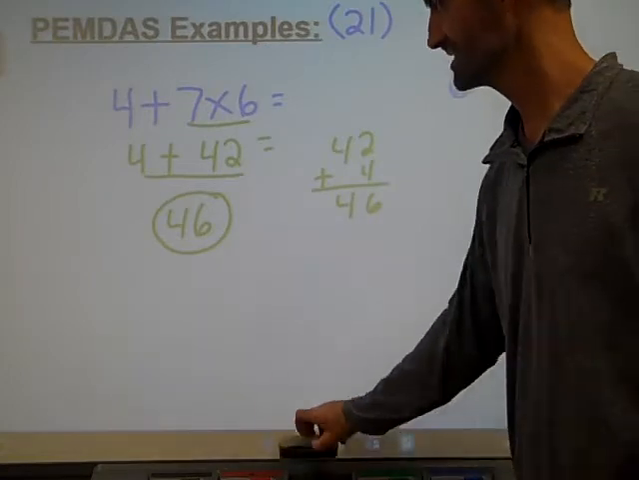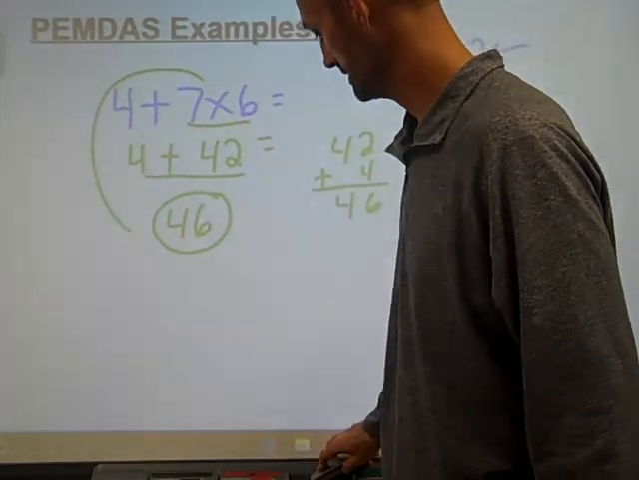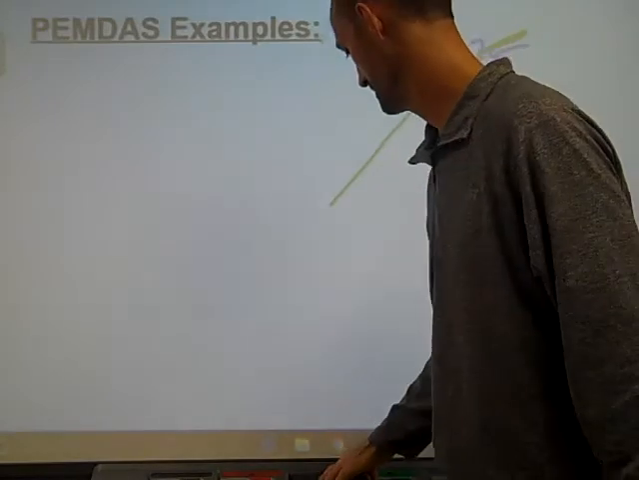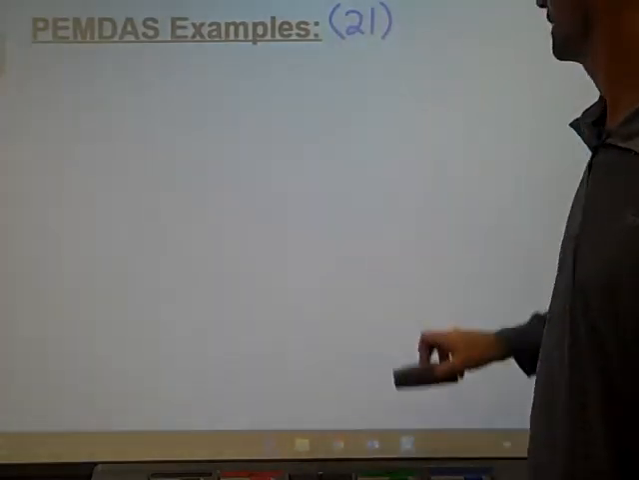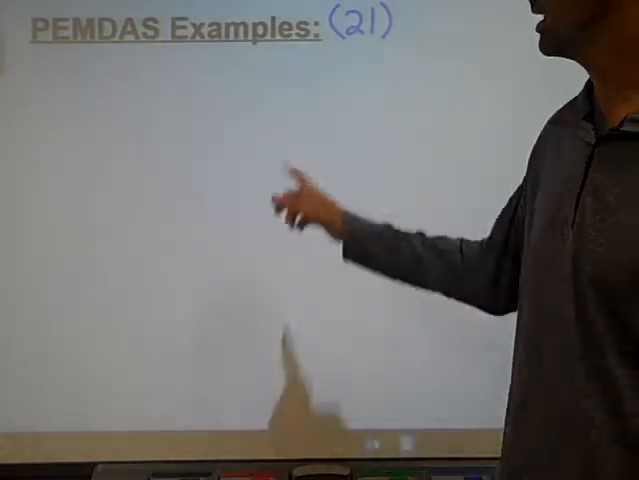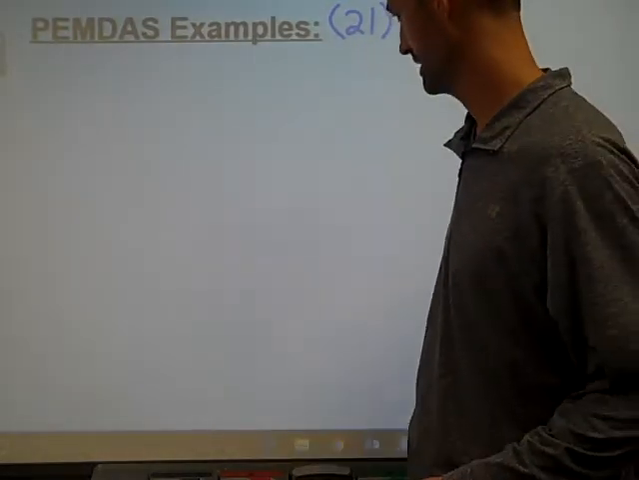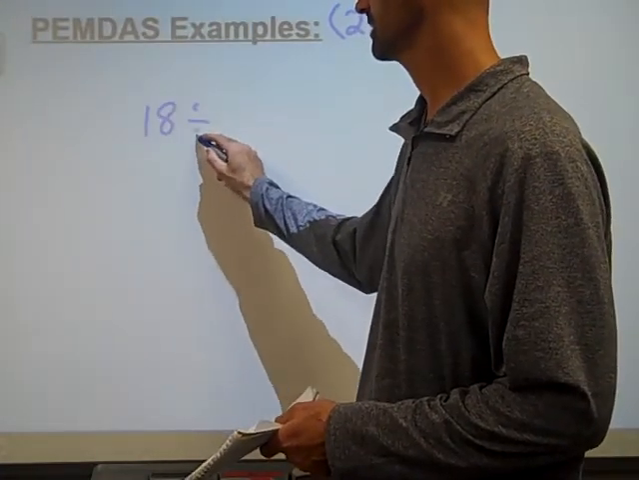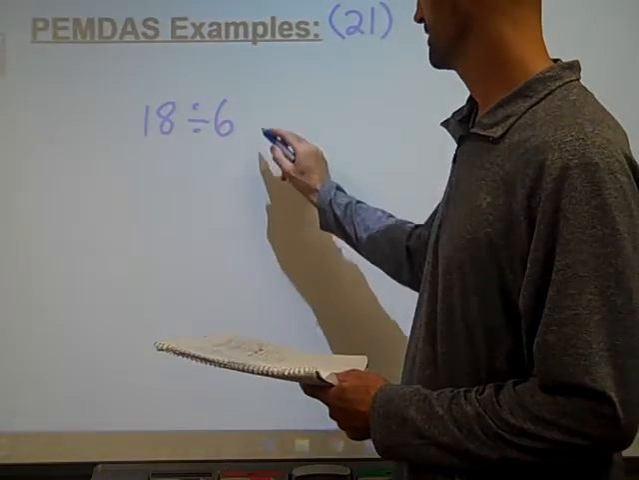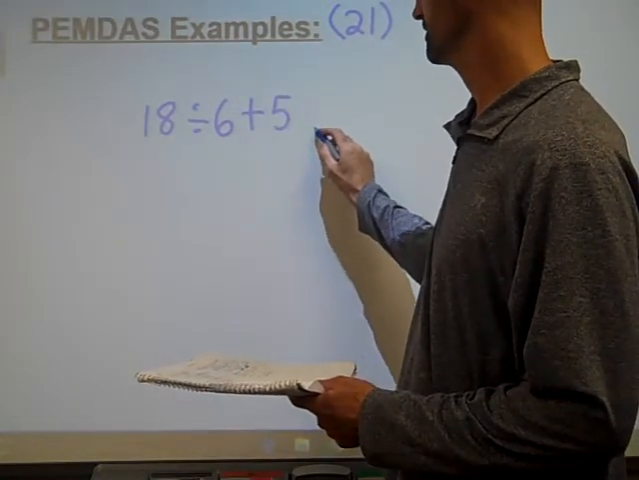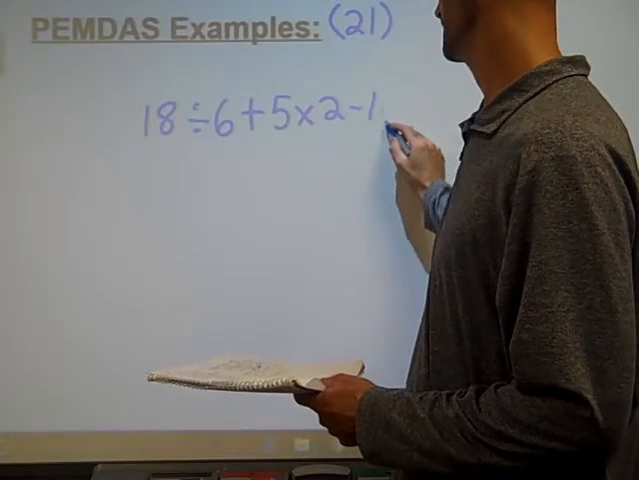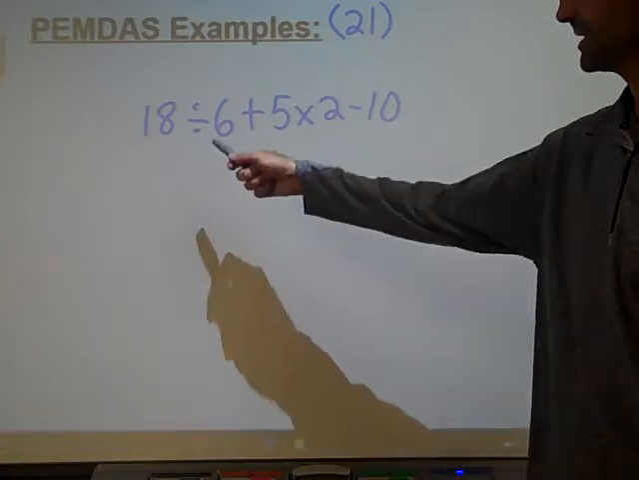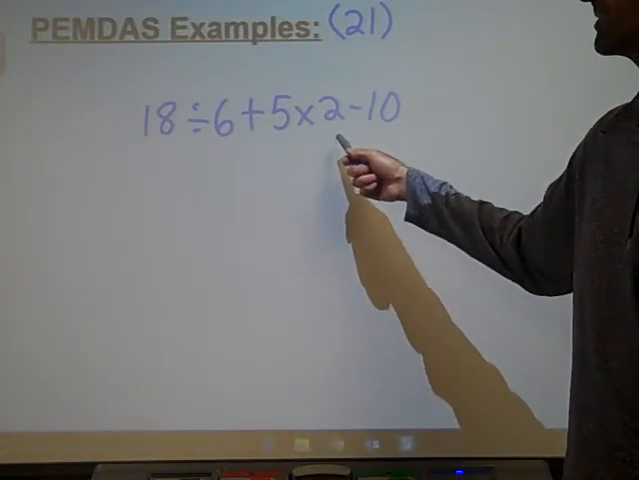Okay. So please skip a line. Let's have you skip a couple of lines. So let's skip 2 lines, and still on page 21, here is the next example. Please write this. 18 divided by 6 plus 5 times 2 minus 10. Okay, and again, pause the video if you need to. 18 divided by 6 plus 5 times 2 minus 10.